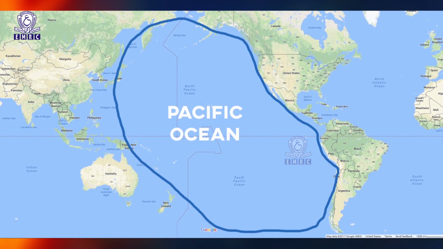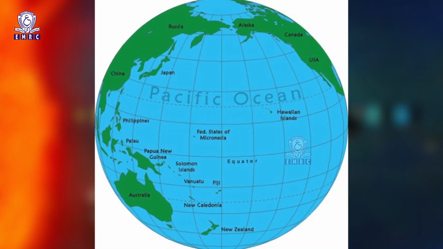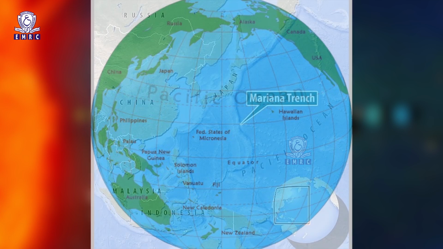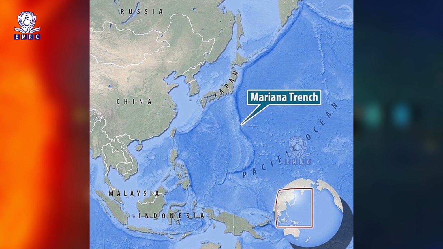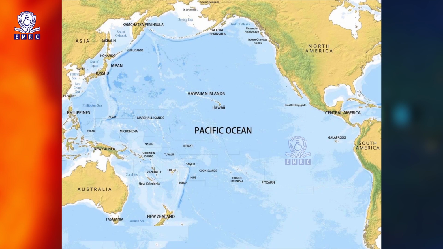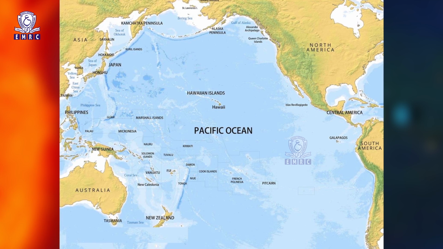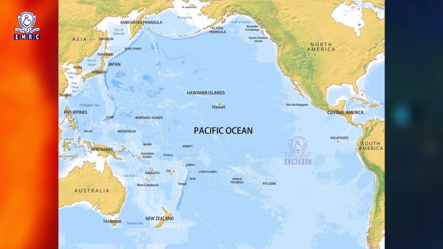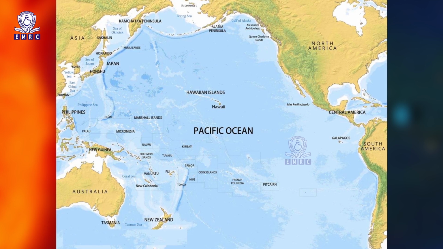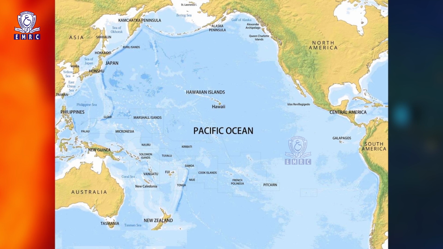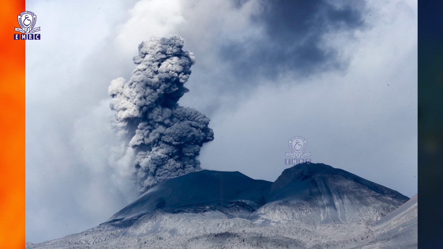The shape of the Pacific Ocean is more or less circular. It covers 1/3 of the Earth's surface. The Marianas Trench, the deepest trench, is located in the North Pacific Ocean. The Pacific Ocean is surrounded by Asia, Australia, and North and South America. It is the deepest ocean on the Earth's surface and has the largest number of islands. These islands are mostly volcanic in origin.